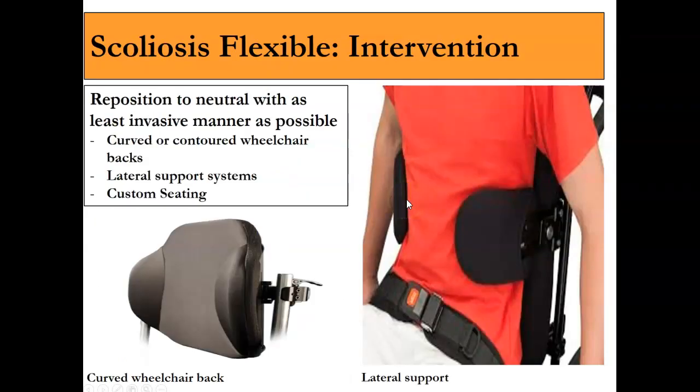Again, we have to think, is it a fixed deal, or is it still flexible? Can we bring that person back to neutral? If we can, then we can go to town with different adaptations to the wheelchair, like a curved wheelchair back and these lateral supports I was talking about. For Stacy, because of her weak core, it's also good for scoliosis. So if your wheelchair user has scoliosis, think about the chair needing lateral supports, custom seating, that kind of stuff.